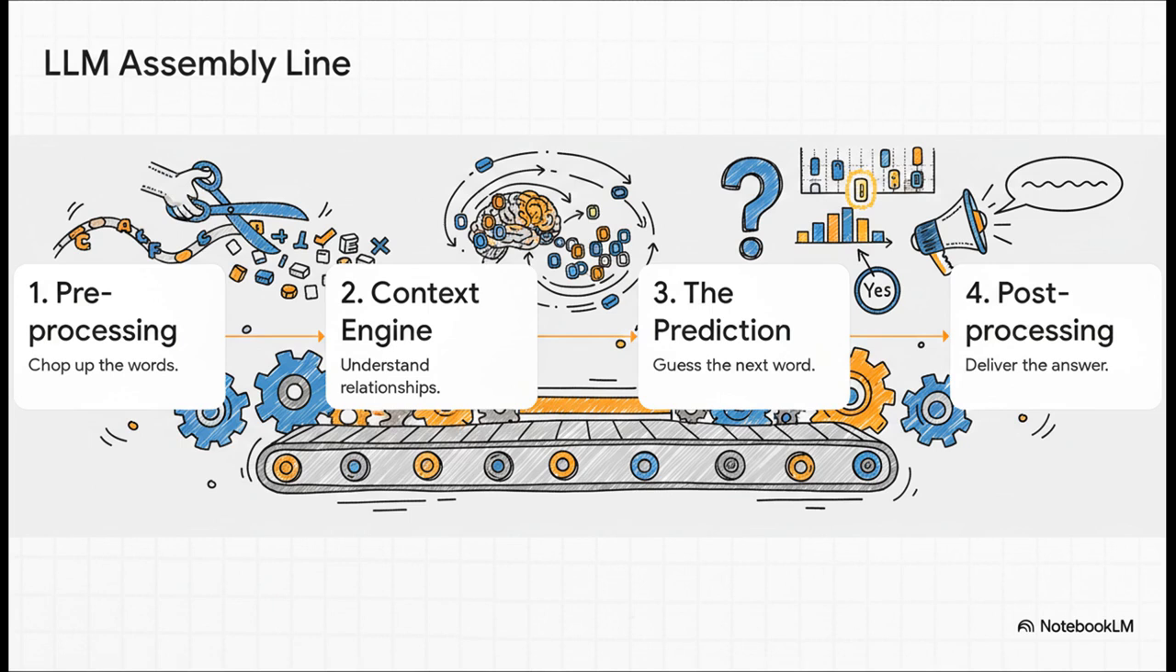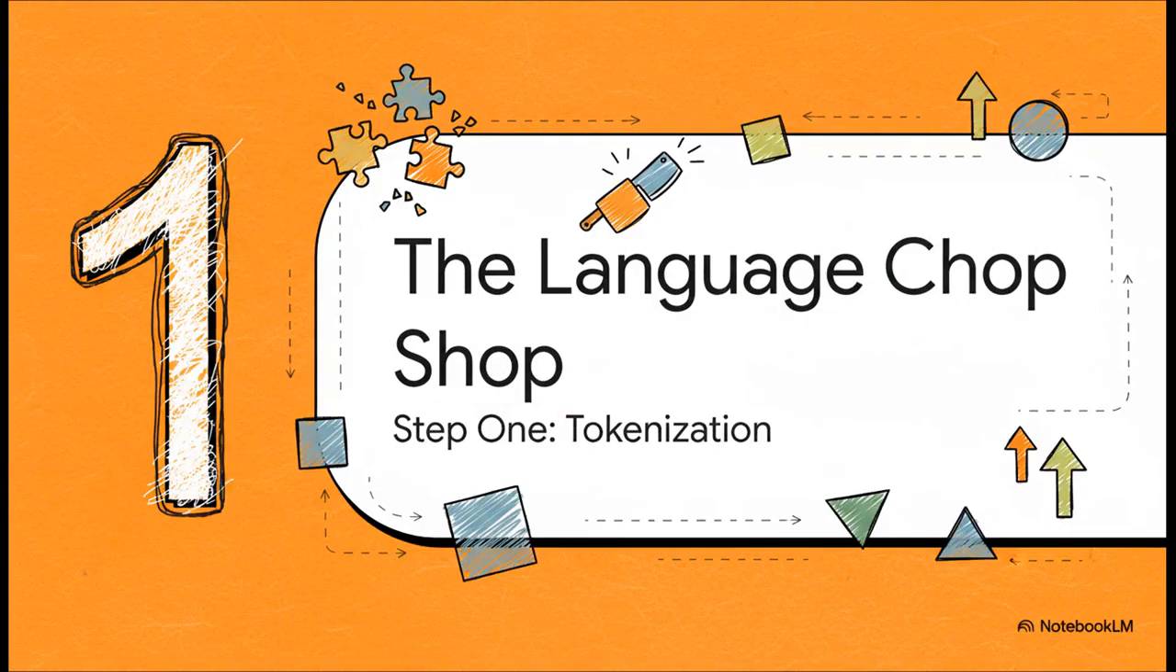First, it chops up our language into little bits. Then its context engine figures out how all those bits relate to each other. After that, it makes a highly educated guess about what bit should come next. And finally, it delivers the answer. So, you ready? Let's walk through it step by step. First stop, the language chop shop. This is a process called tokenization.